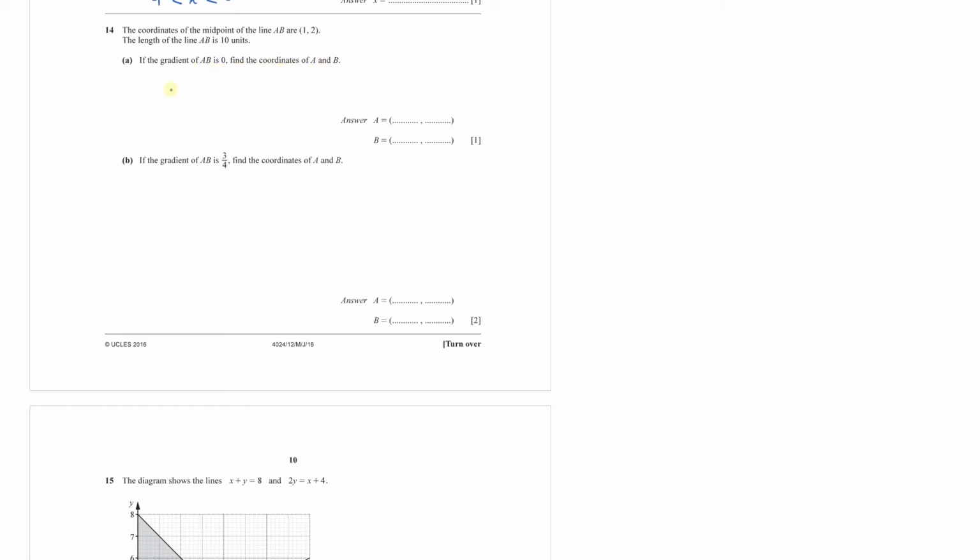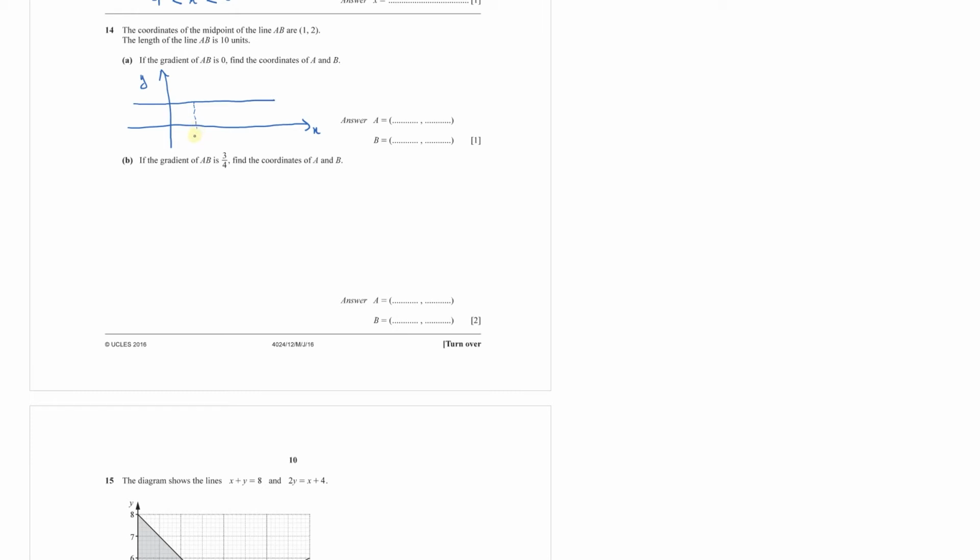So gradient 0 means if you have y-axis and x-axis like this, gradient 0 means that the line AB is parallel to the x-axis. So the line AB is something like this, parallel to the x-axis. So the midpoint of the line is 1, 2. So let's say this is the midpoint here.